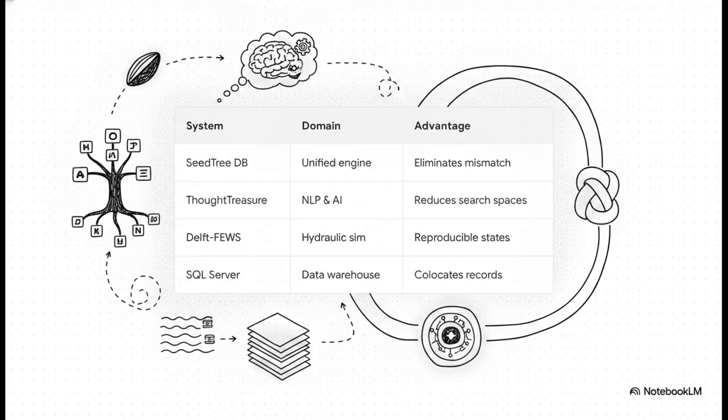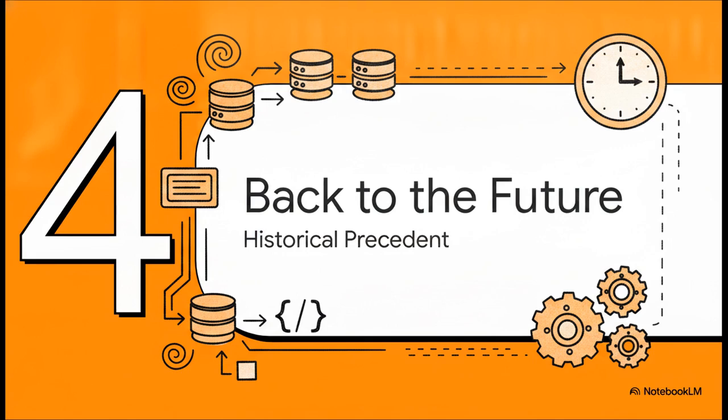By putting a native JavaScript application directly inside the database kernel using that fractal coordinate math we just talked about, only HSDB solves the object relational impedance mismatch entirely for general-purpose software. It's not just simulating an environment, it's a unified state engine. Okay, moving on to Back to the Future, the historical precedent.